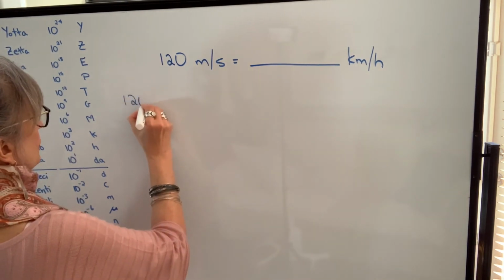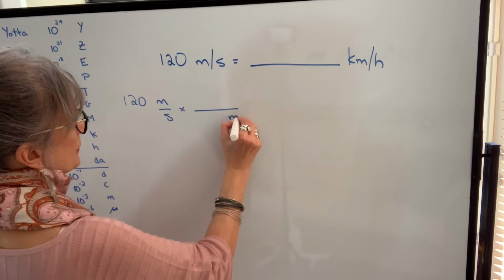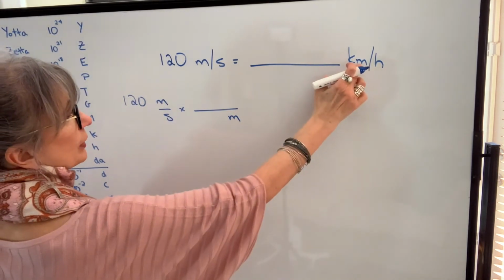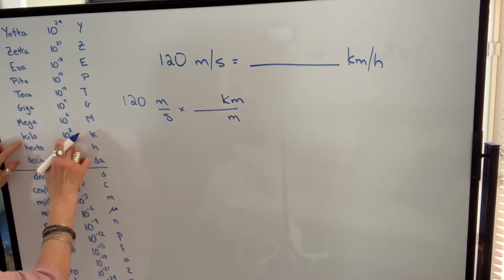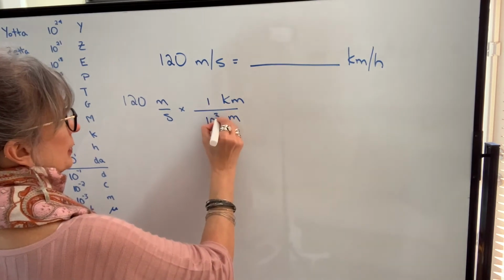So we're going to have 120 meters per second. We want to change from meters. So meters is in the numerator. To get rid of it, it goes in the denominator. And we're going to replace it with kilometers. So kilo is 10 to the power of 3. So 1 kilometer is 10 to the 3 meters.